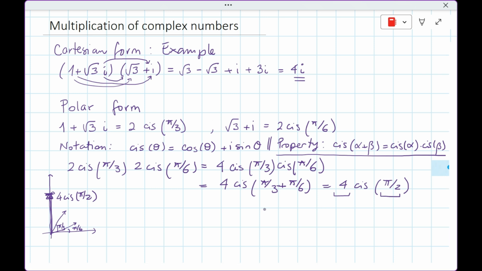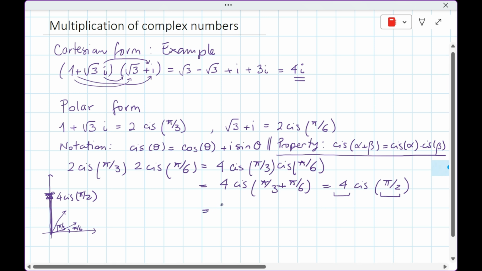But yeah, then we need to find that actually cosine of pi over 2 plus i sine pi over 2. What is this? Well, cosine of pi over 2 is 0 and sine of pi over 2 is 1. So this is actually 4i, as we already knew. So here we checked that this works.